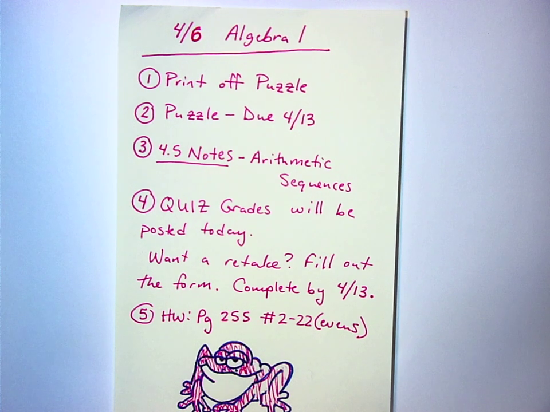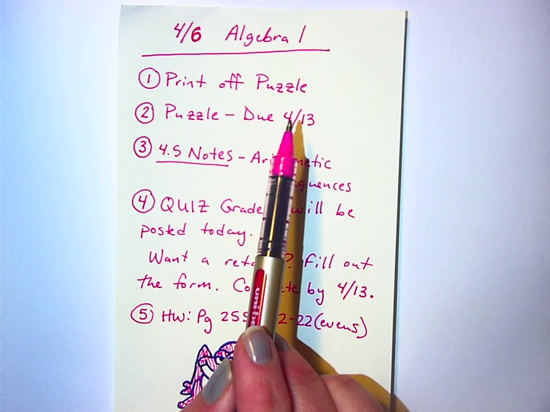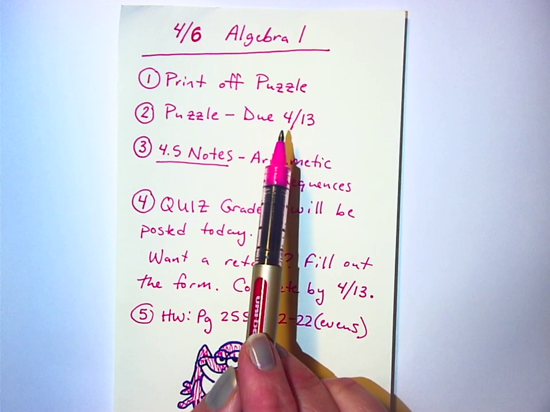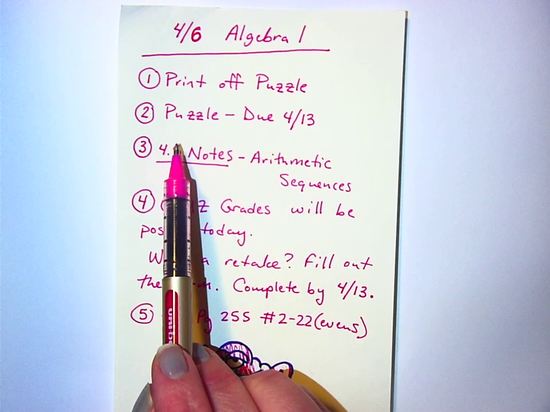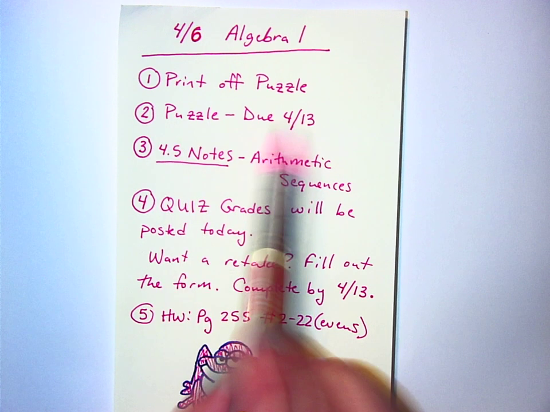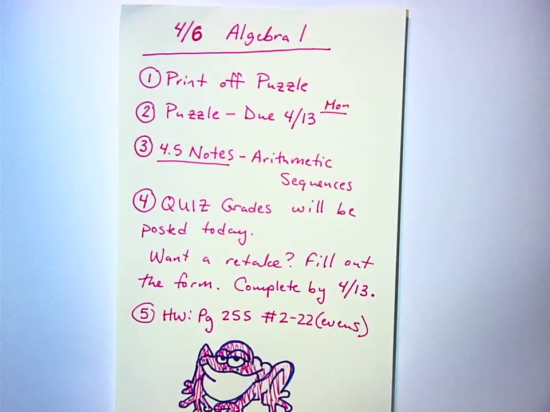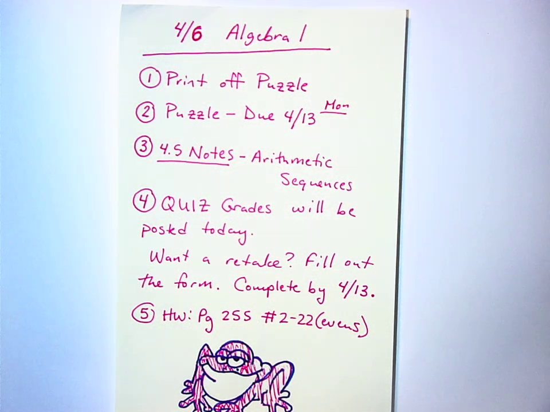Okay, so it's Puzzle Monday. So the first thing we're going to do is you should print off that Philippix puzzle number 2 that I put on here, or you could open it on a tablet or something you could write on and just draw on it if you like. That is due next Monday, 4/13. So make sure that you have that done by then, and you can send it to me by email.